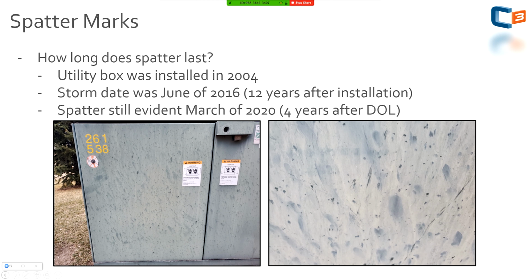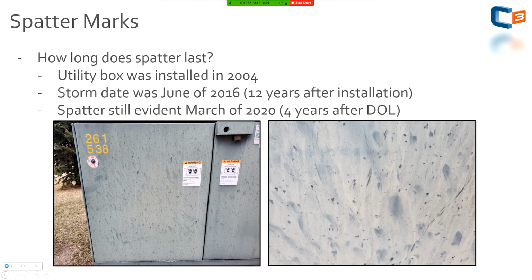So how long does it last? Just as an example, this utility box was sitting in the sun for 12 years. It was installed in 2004. We had a storm date in June of 2016. So you can imagine you had 12 years of oxidation that had accrued on this utility box prior to that date of loss. Hail comes, removes 12 years of oxidation at this point. So right now we have spatter marks that have removed 12 years of oxidation. So now we see the contrast of no oxidation and 12 years of oxidation. That's why we see that.